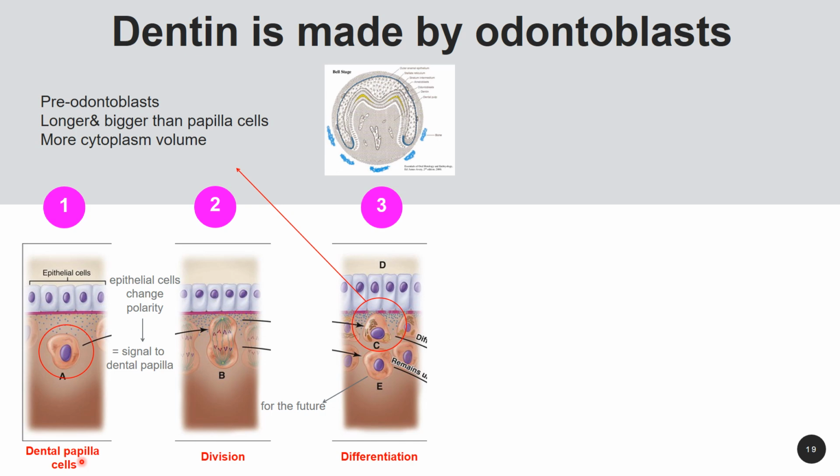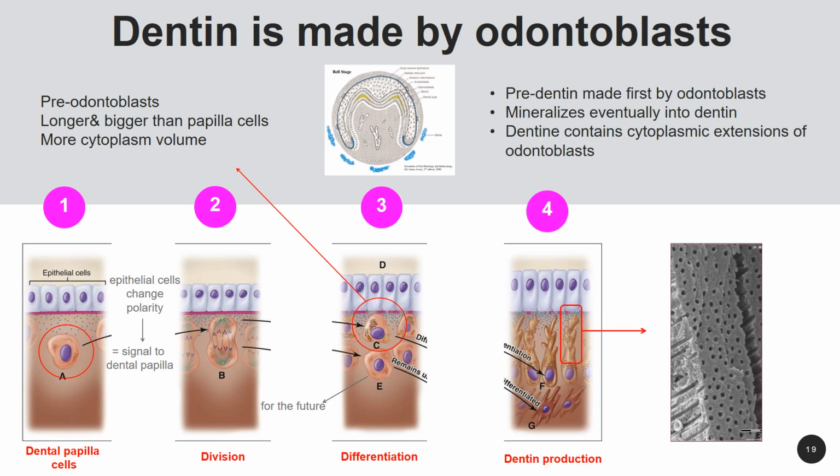So far you have the dental papilla cells, you have their division, you have their differentiation into pre-odontoblasts. And then you have their full differentiation into odontoblasts producing the proteins that make up dentin. So be careful with dentin being everywhere, because actually it's pre-dentin that is made by odontoblasts, which is then eventually mineralized into dentin itself. Because dentin is a very hard tissue, and if a cell was to try and produce fully formed dentin itself, it would die in the process of secreting it.